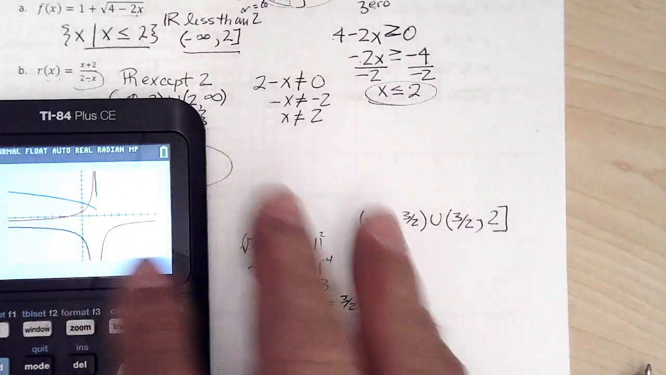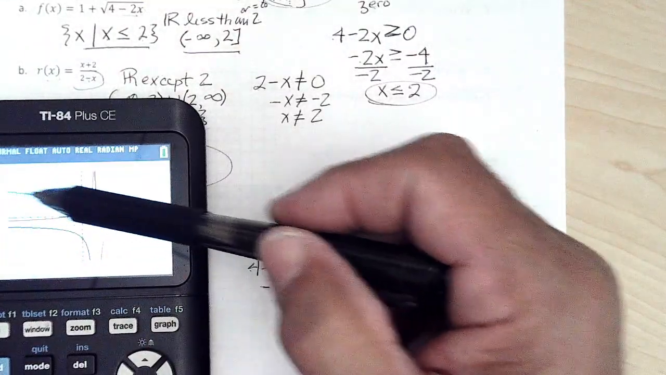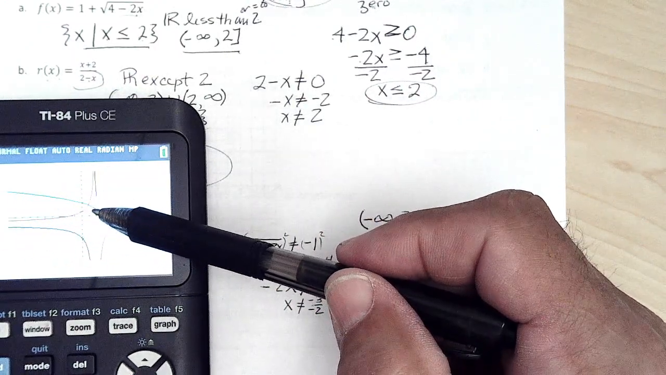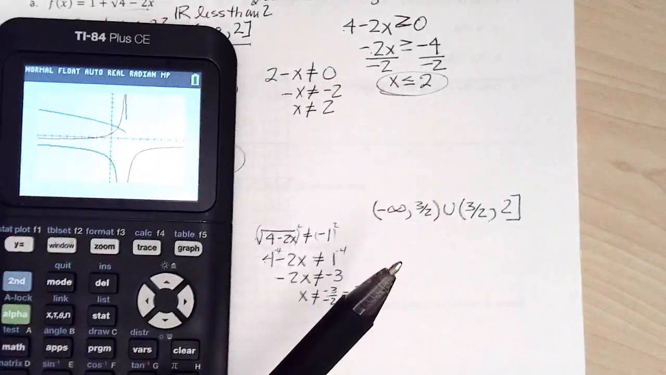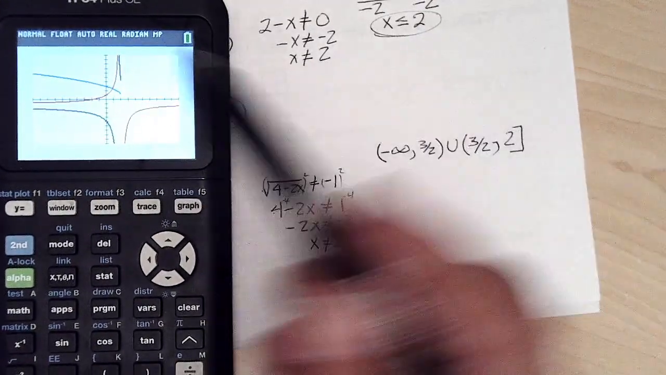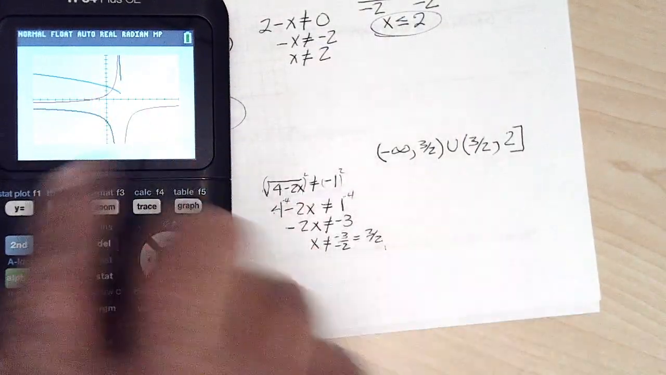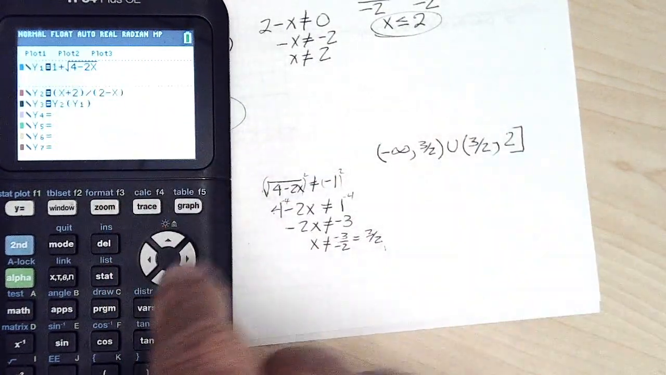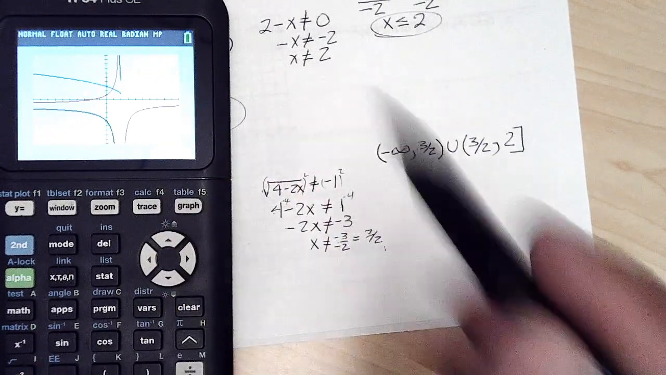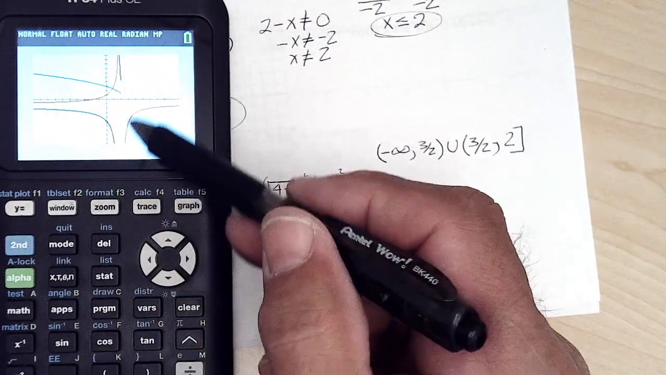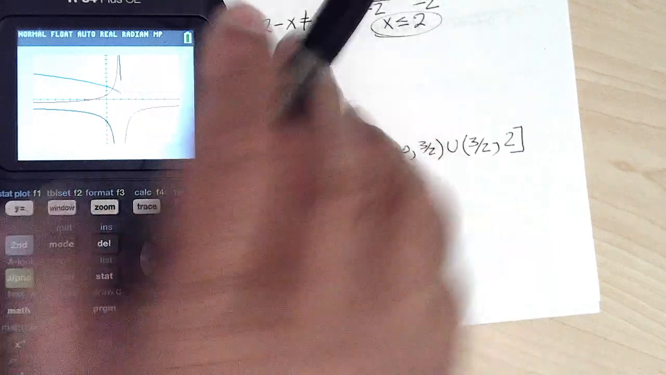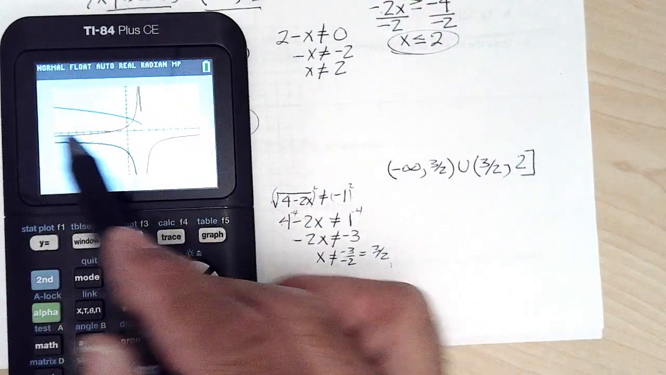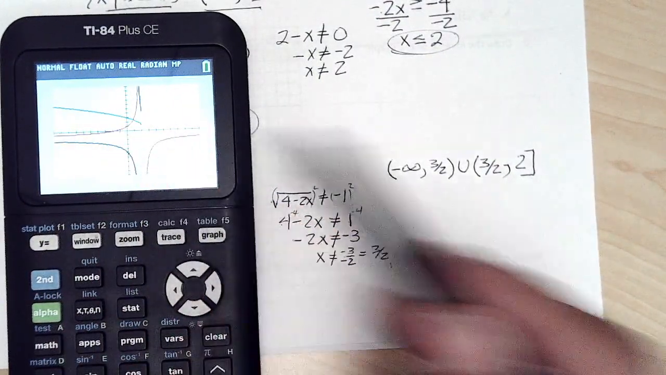Okay, so what happened? This was y1, or f of x. Let's move it here so you can see it a little bit better. There we go. This was f of x, the blue one, the first one. The red one is r of x. And notice r avoids 2. And that's what we said. R of x can be everything except 2. So it's over here and it's over here, but it misses 2.